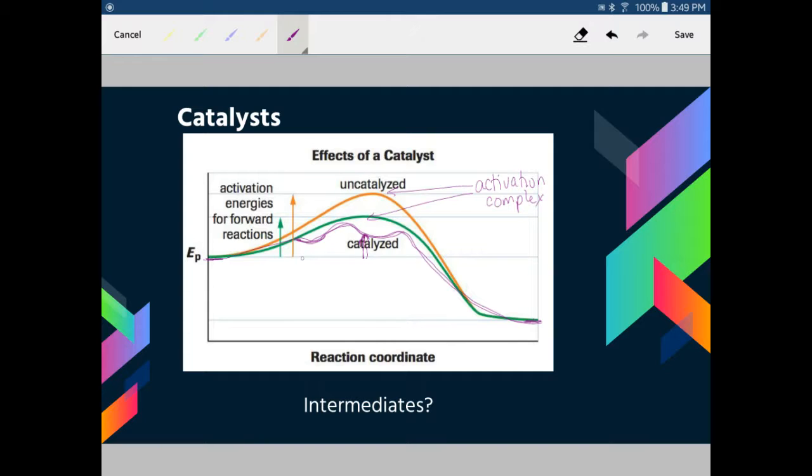Now, what we see here is we kind of see 1, 2, 3 different crests of our hill. This means that there's some sort of intermediate reaction going on to get to our products. Now, again, this has no effect on our enthalpy change. We still go from our reactants to our products. There could be just a bunch of things in between.